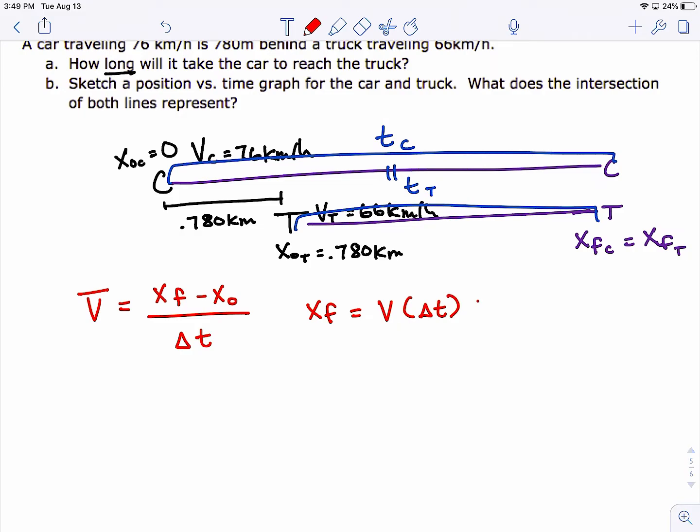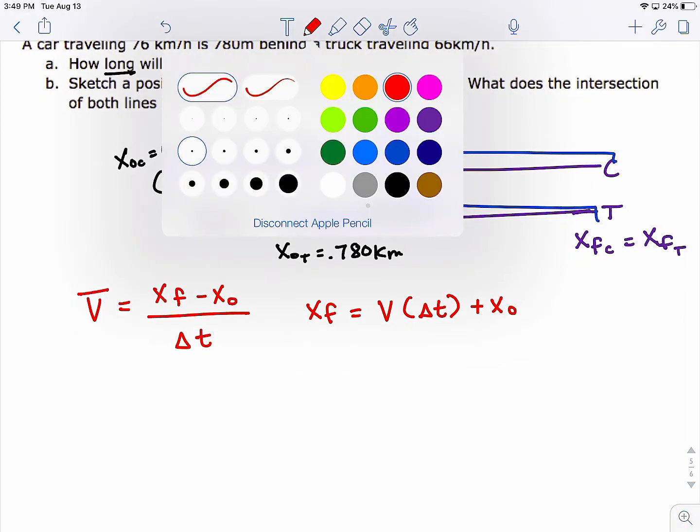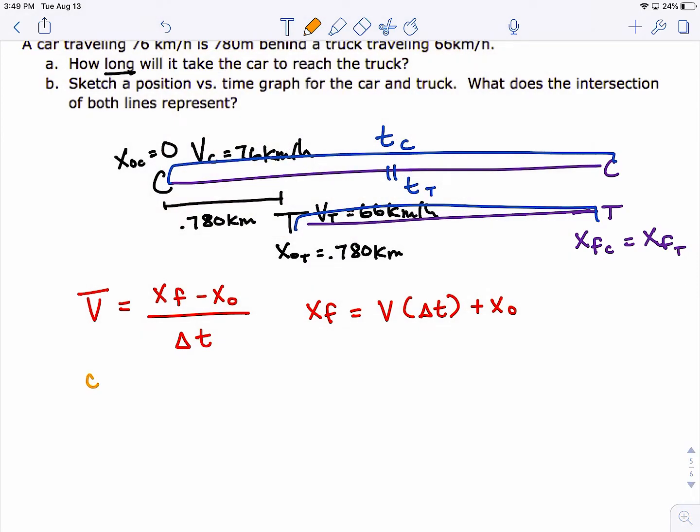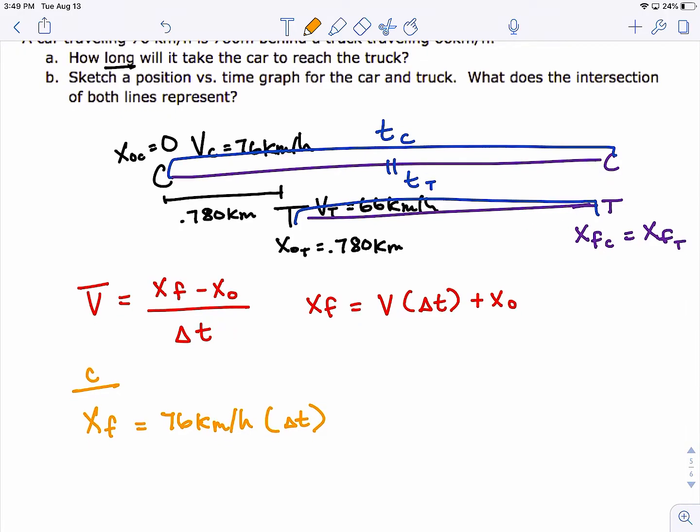plus the initial position. Okay? That's going to be the final position. We're going to do that for the car and for the truck. So for the car here, we have the final position, which we don't know. We have 76 kilometers per hour. We have this delta t, which we don't know, plus the initial position, which for the car is just 0, so we can just forget about that.